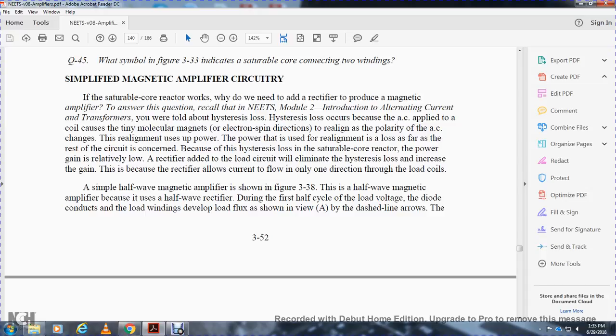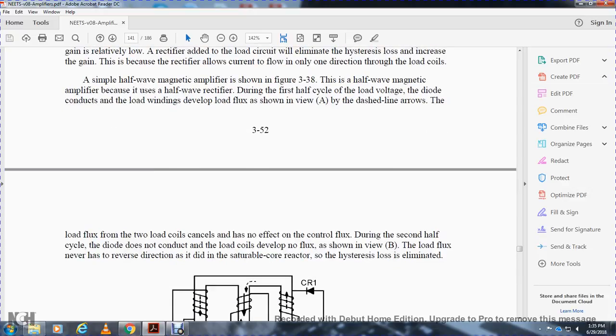It is a half-wave magnetic amplifier because of the half-wave rectifier. During the half-wave cycle, the voltage across the diode and the inductive load winding develops load flux, shown in View A. The dashed lines are the arrows. Thus the load flux of the two load coils can cancel, but they have no effect on the control flux. During the second half of the cycle, the diode is not conducting, so the load coils develop no flux, as shown in Figure View B.